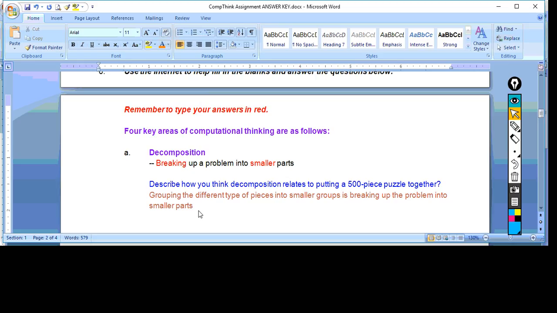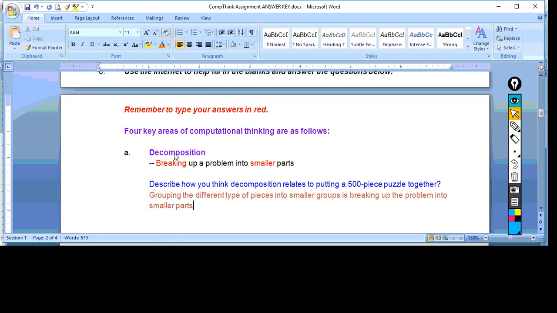So you're dealing with just the edge pieces, dealing with just the corner pieces, and then maybe you separate by color, and so the ones with a certain color are a smaller piece of the whole thing. So this is a very important thing, to be able to break something down into smaller parts.